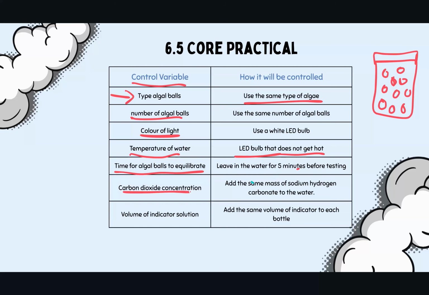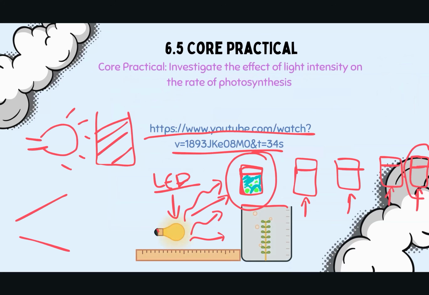So it still needs to adjust to that new environment. Carbon dioxide concentration. So you add the same mass of sodium hydrogen carbonate. So I mentioned sodium hydrogen carbonate and I mentioned an indicator. These are two separate things. I may have mentioned them as one thing. Sodium hydrogen carbonate is added to the water. So it's added to every single one of these because it releases carbon dioxide.